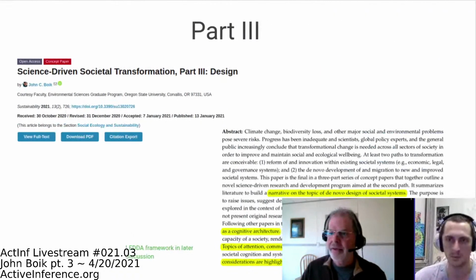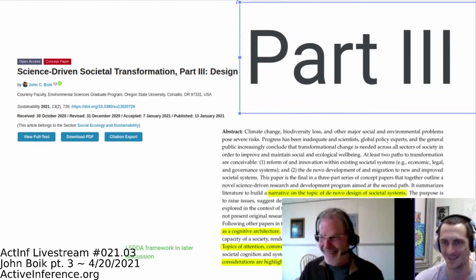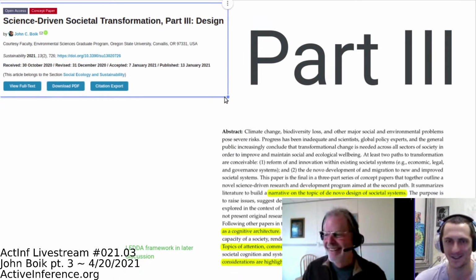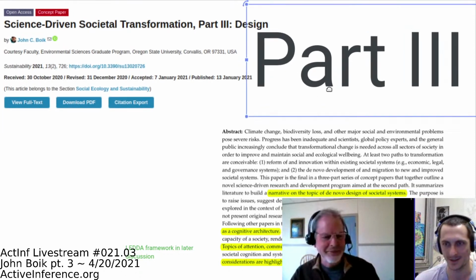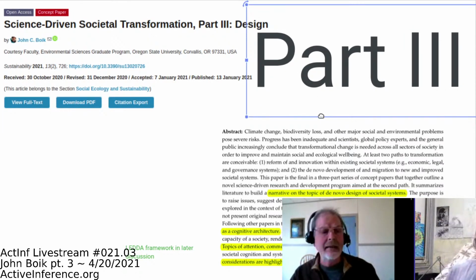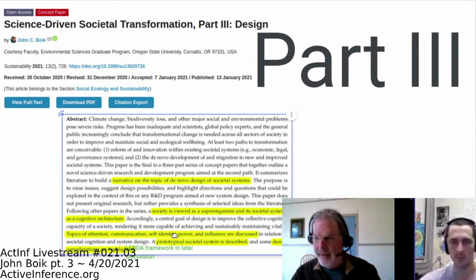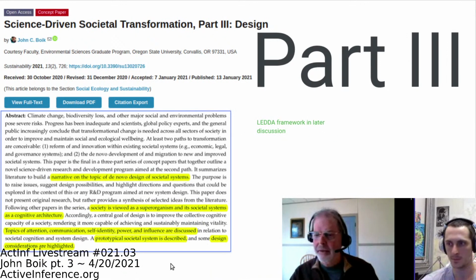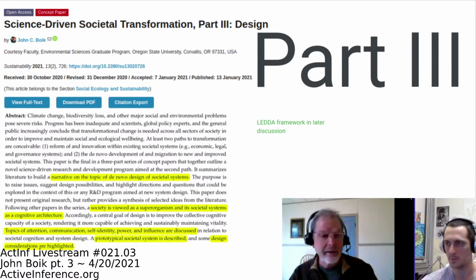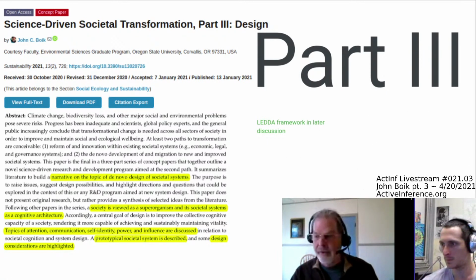All right. Well, that brings us to our real topic, part 3. Part 3 is focused on design. And when I say design, I mean high-level design concepts, not nitty-gritty. How would you do this? How would you do that? But high-level design. There are a few things that I talk about in this paper. The paper itself is a narrative on the topic of de novo design, design from scratch of new systems.